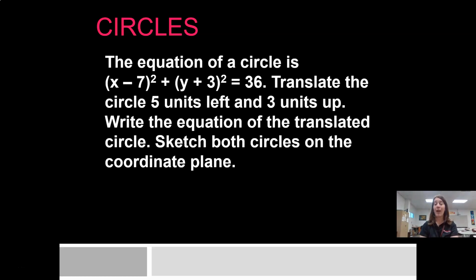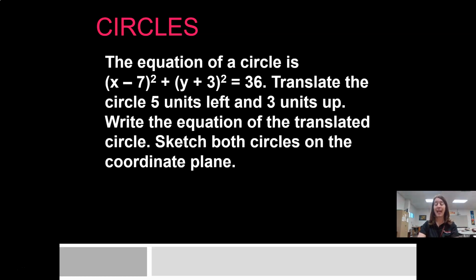Number 1, let's go ahead and identify the center that we have in our circle. The center comes from the parentheses, but I'm picking the opposite of those numbers. So what do I see inside the first parenthesis? Minus 7, so I'm going to use positive 7. In the second parenthesis, I see +3, so I'm going to use -3 in the question.